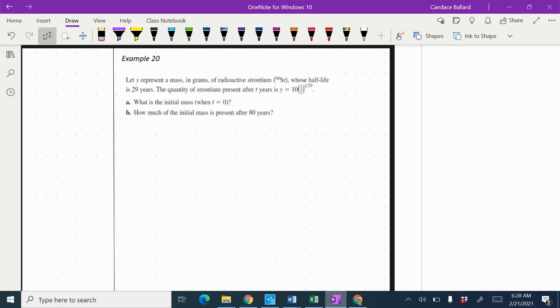In this video, we're going to continue topic 8.1 exponential functions, and we're looking at example 20. So let y represent the mass in grams of radioactive strontium, whose half-life is 29 years. The quantity of strontium present after t years is y equals 10 times 1/2 to the t over 29. They want to know what the initial mass is when t equals 0 and how much is present after 80 years.